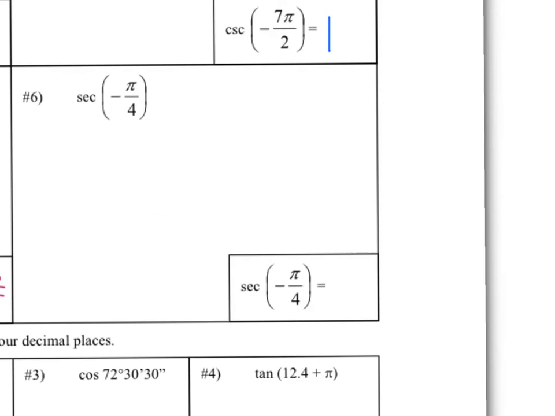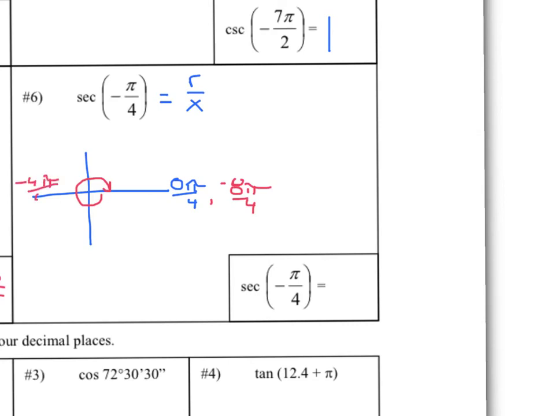Number 6, we have secant of negative pi over 4. Typically, I will find a coterminal angle if I have a negative angle. I'm not going to this time, just to show you what you can do. Secant and cosine are reciprocals, so this is r over x. Negative pi over 4. If we count backwards, starting at 0 and going clockwise, a complete revolution is negative 8 pi over 4. Half a revolution going clockwise would be negative 4 pi over 4.